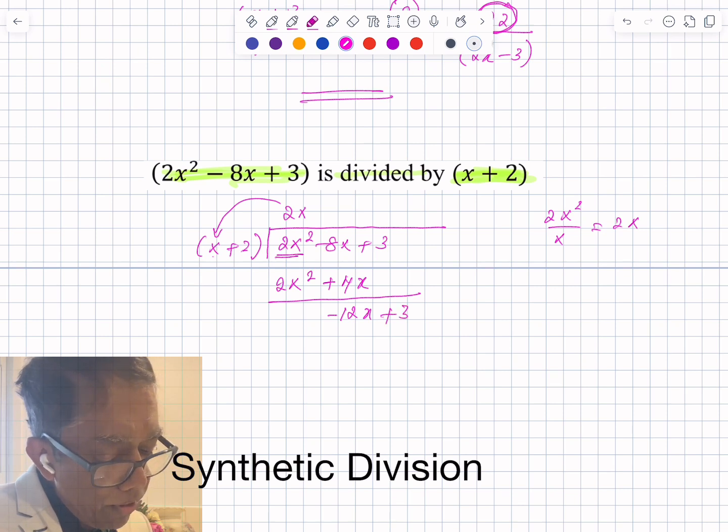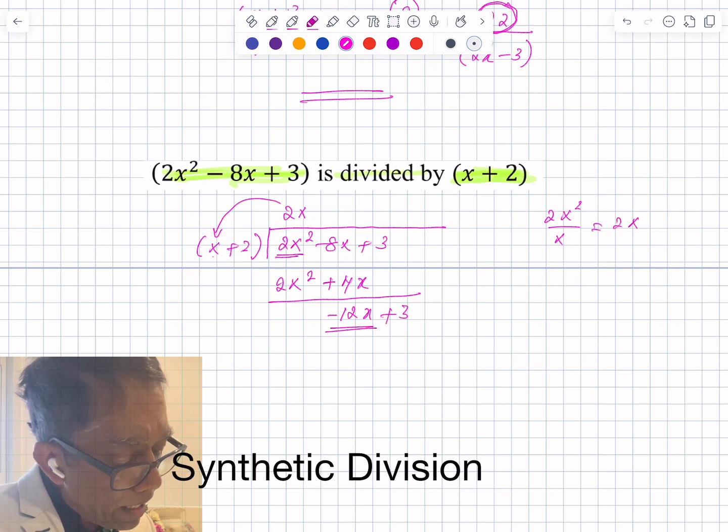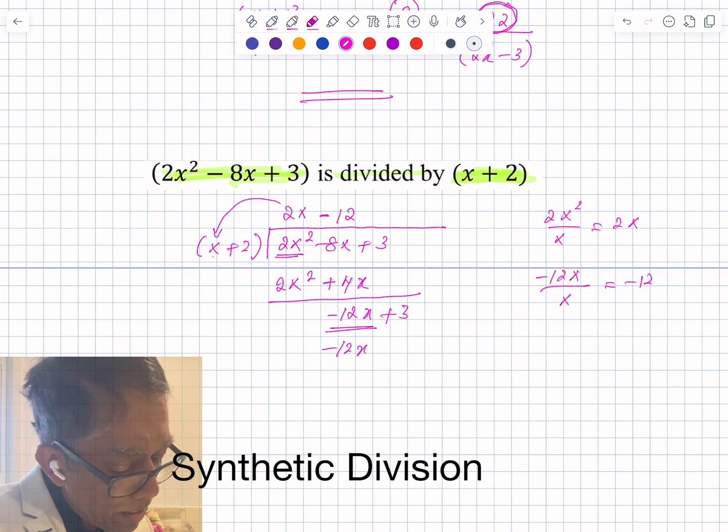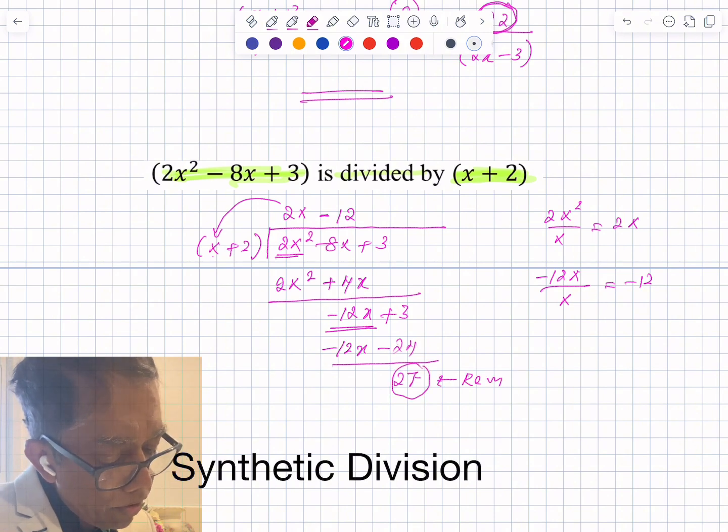Now negative 12x has to be divided by x. Negative 12x divided by x is negative 12. Write negative 12 here. Negative 12 times x is negative 12x, and negative 12 times 2 is minus 24. 3 minus 24 is negative 27... the remainder is 27. This is the remainder. This is the quotient.